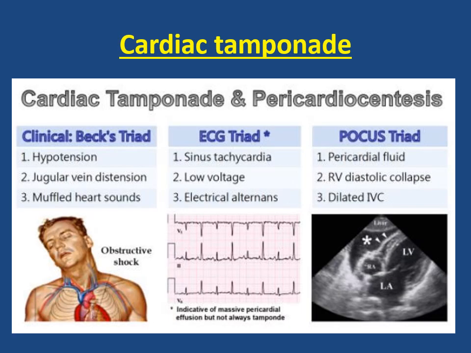What about cardiac tamponade? The clinical diagnosis of cardiac tamponade depends mainly on the Beck triad, which includes hypotension, jugular venous distension, and muffled heart sounds. The ECG triad for cardiac tamponade includes sinus tachycardia, low voltage, and electrical alternans. And in echo, we can appreciate the presence of pericardial effusion, evidence of RV diastolic collapse, and dilated IVC.